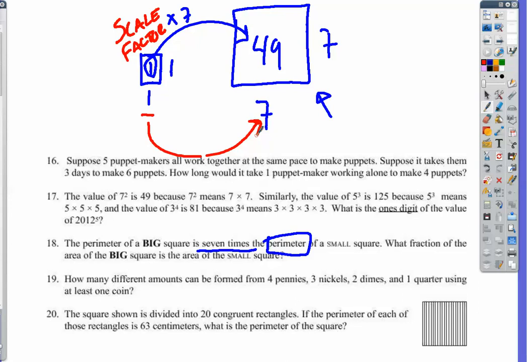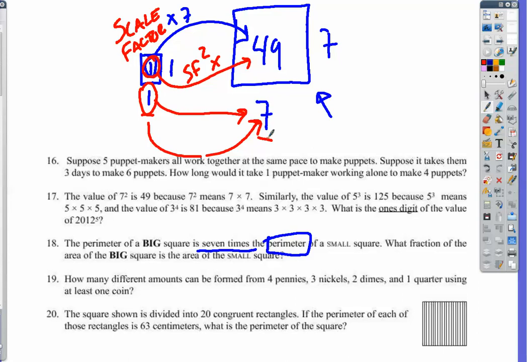When I say scale factor, you multiply this times this. So when you look at the area, it is always going to be the scale factor squared times bigger. 1 times the scale factor squared, and the scale factor is 7. 1 times 7 squared is 49. A total of 49.